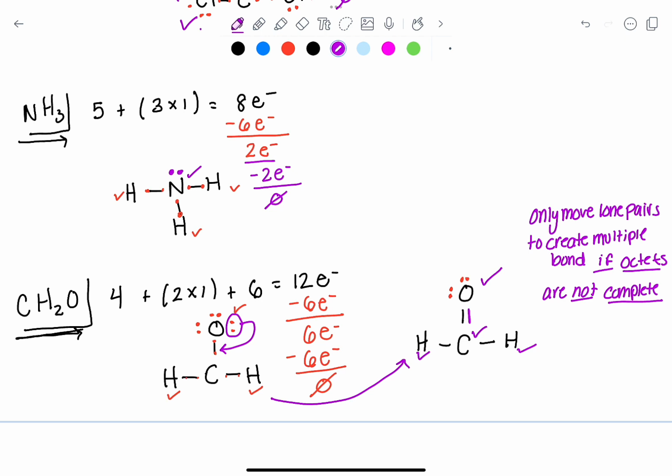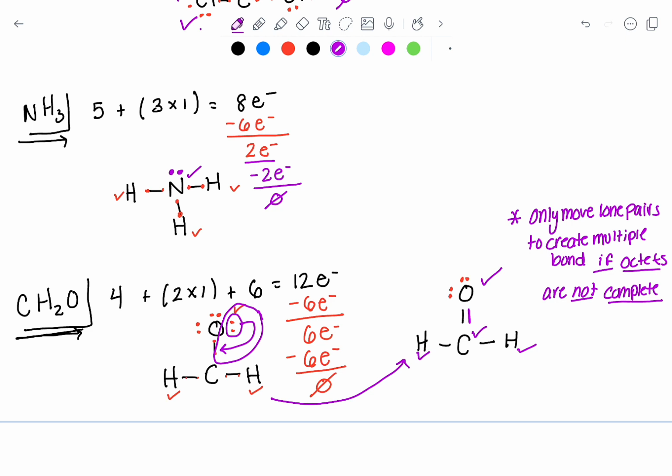Okay, I wouldn't move this lone pair anywhere on this nitrogen just because it was there. I wouldn't do that because all of my octets were complete. The only reason we moved these lone pairs in the first place was because carbon did not have an octet. So only do step 6 if octets are not complete.